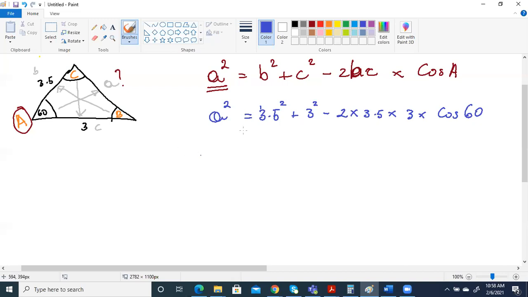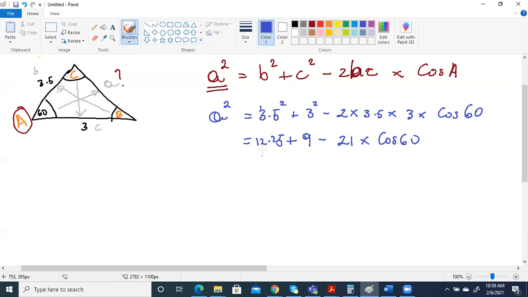All right, so let's do some math. 3.5 squared, you need a calculator. 3.5 squared would give you what? 12.25. All right, good. 3 squared gives you 9, minus 2 times 3.5 times 3. Just plug this in the calculator. It gives you 21. So it's minus 21 times cosine 60.